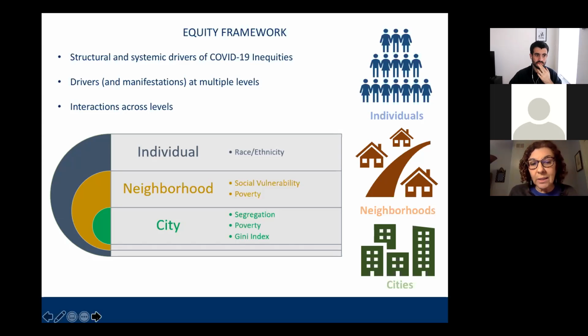And last but not least, we also focus on indicators at the city level because there are also inequities across cities. For example, cities that differ in levels of racial segregation, cities that differ in levels of overall poverty, and cities that differ in levels of income inequality, as captured, for example, by the Gini index. And so you'll see when Usama walks us through the dashboard that you'll be able to visualize inequities using individual level, neighborhood level, or city level indicators.